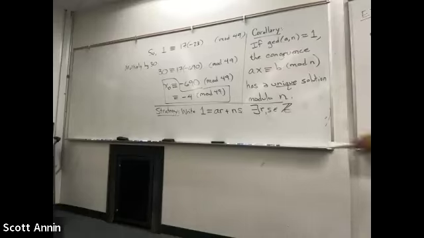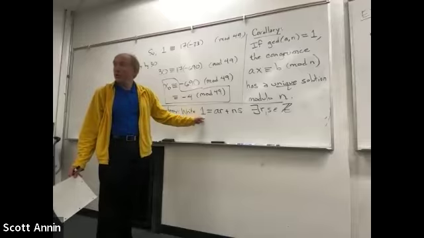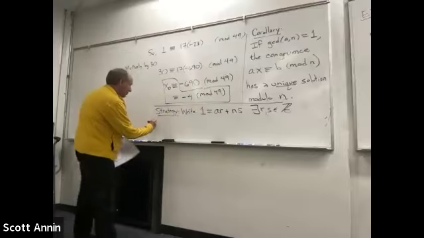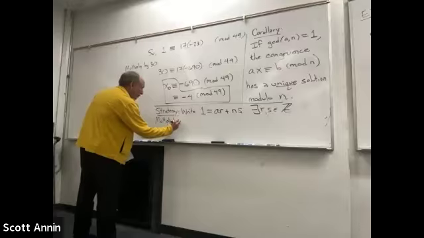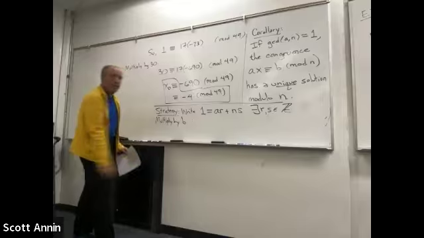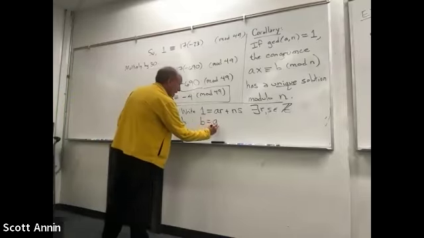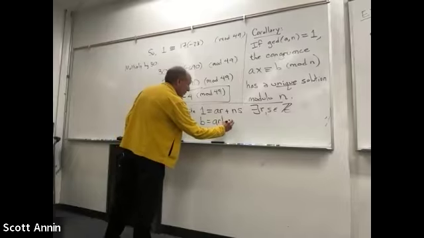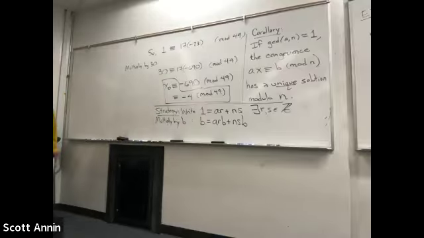And then you really want to have a B here. So you just multiply through by B. Okay, so that's B equals ARB plus NSB. And now you just reduce mod N.